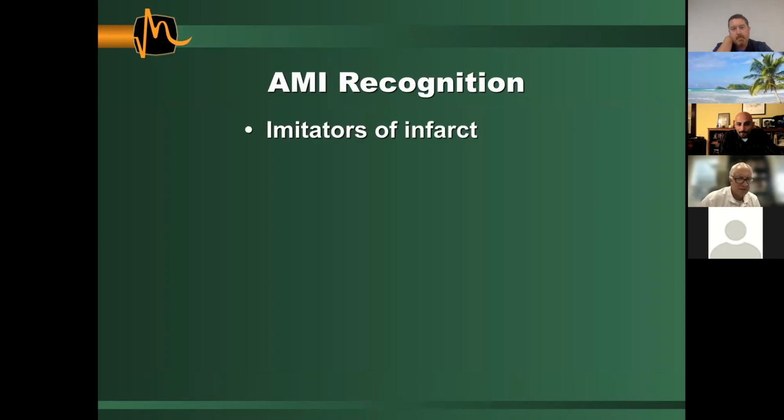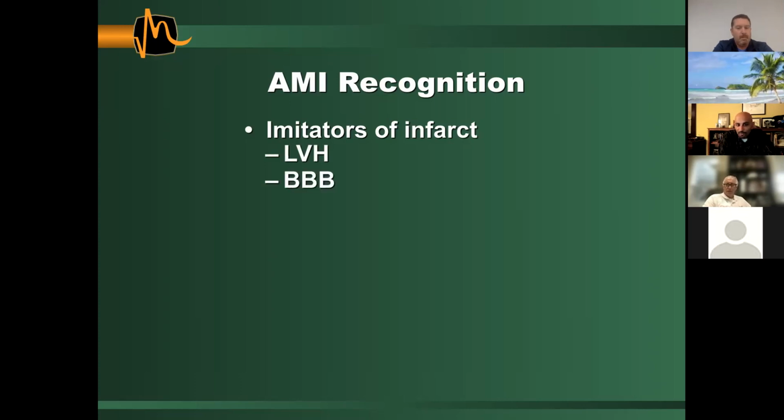So let's talk for a second about things that could look like an MI that aren't an MI. And some of them we've mentioned already. So left ventricular hypertrophy. When the heart muscle gets really, really thick, well, the QRS amplitude gets really high. The ST segment can be elevated or depressed depending, and it can make it look like an MI. We'll look at a couple examples of that.